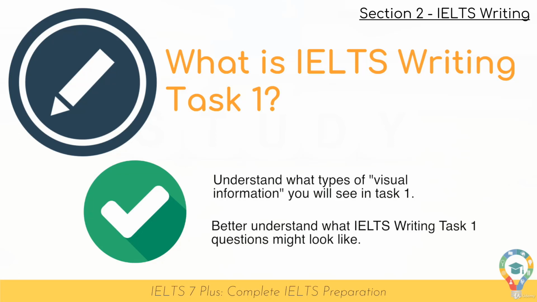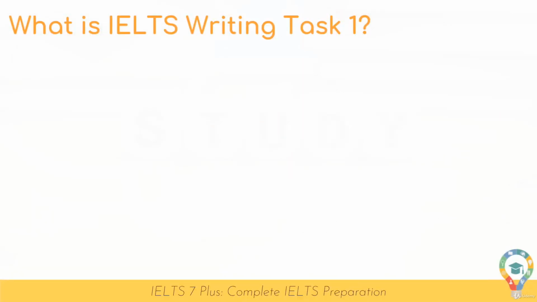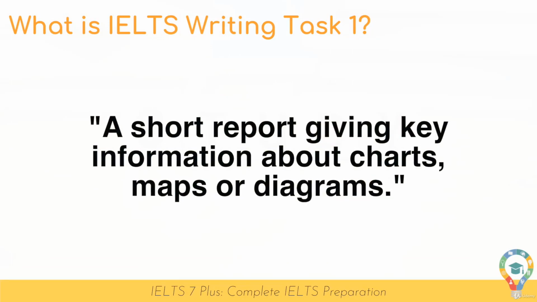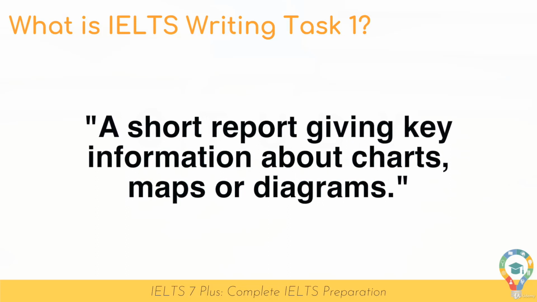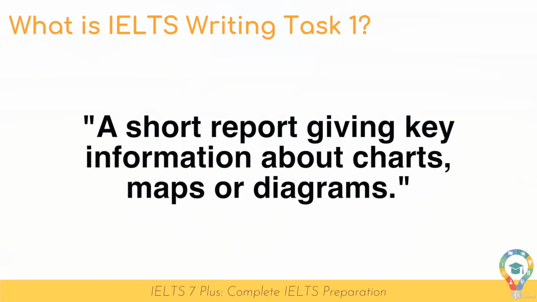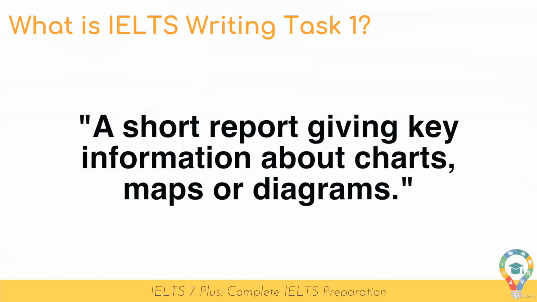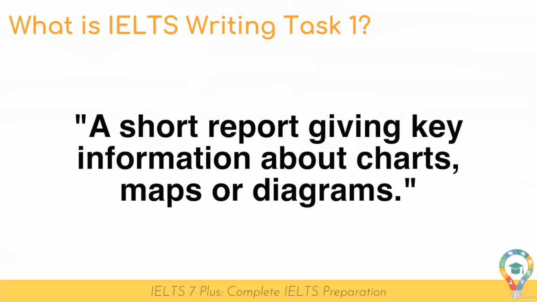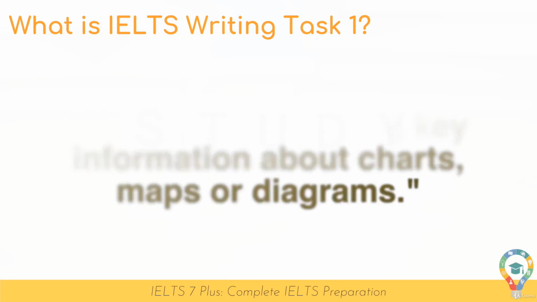First up, let's take a look at the essential information that you need to know about IELTS writing task 1. Simply put, IELTS writing task 1 requires you to write a report on some visual information shown to you. That could be a mix of charts, tables, diagrams, or even a map. For the most part, you will be reporting the main trends, differences, and similarities in the information presented to you.